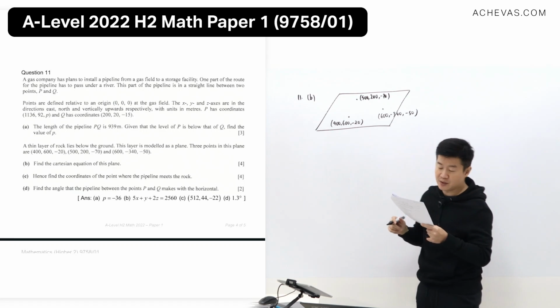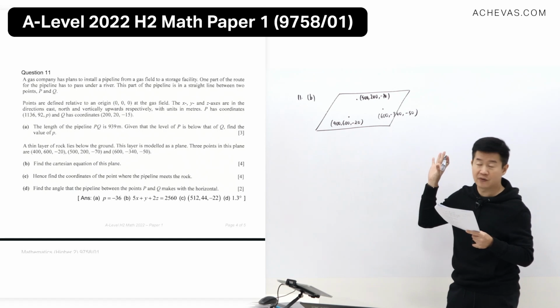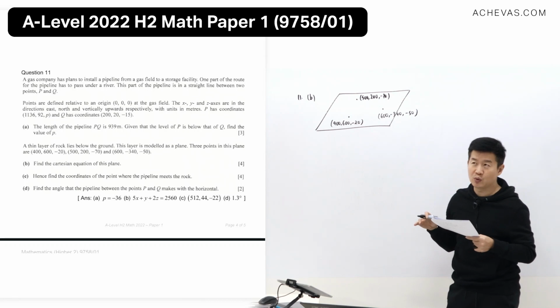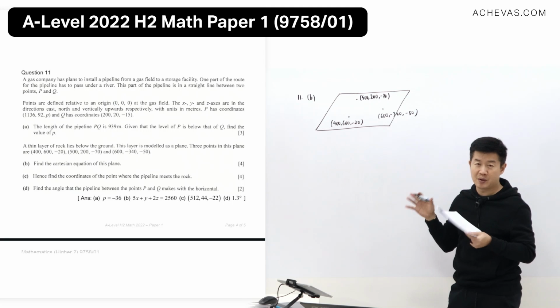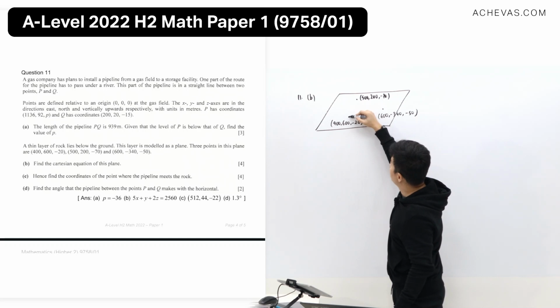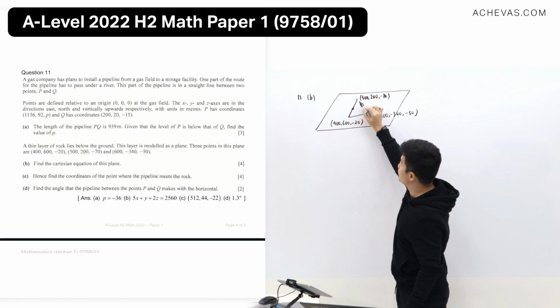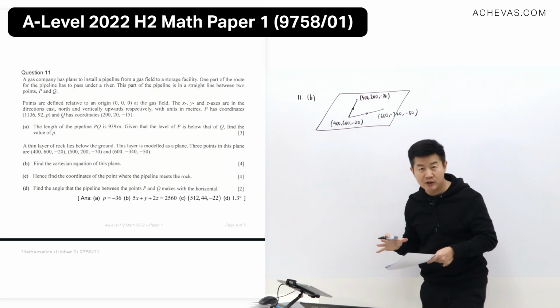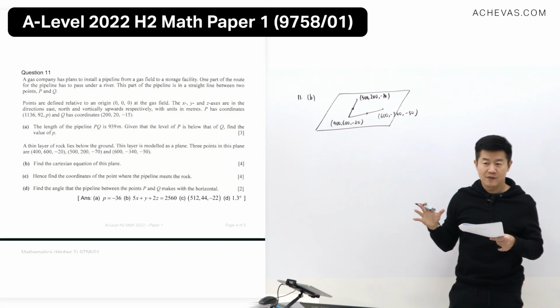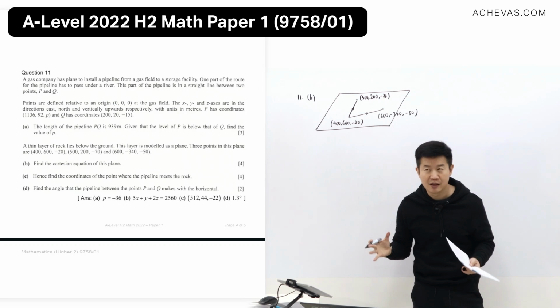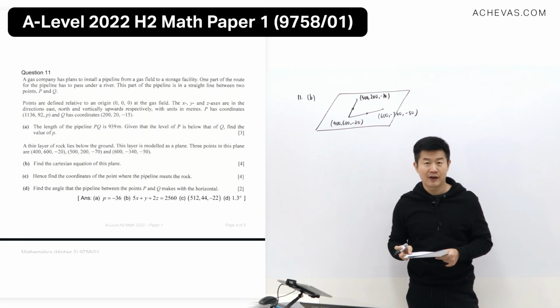So in part B, we are supposed to find the Cartesian equation of this plane. The first thing that we want to do is to find a vector that is perpendicular to this plane. We want to find the normal to this plane. So let me try to find these 2 vectors, because these 2 vectors which connect points that are on the plane will be giving us vectors that are parallel to the plane. Crossing them will give us the normal vector.